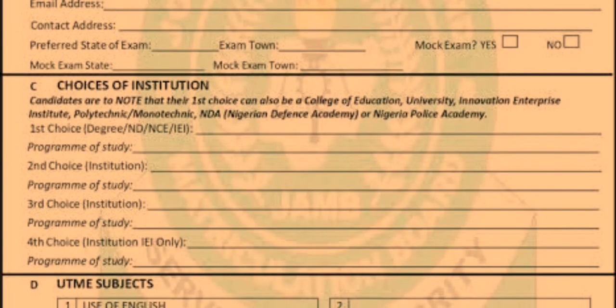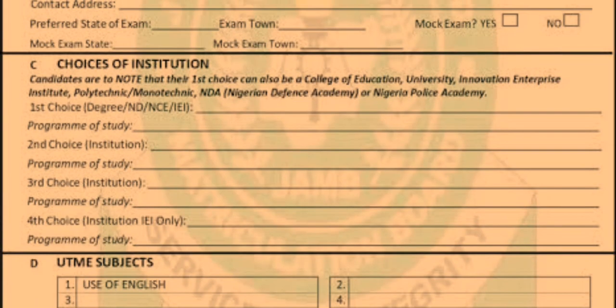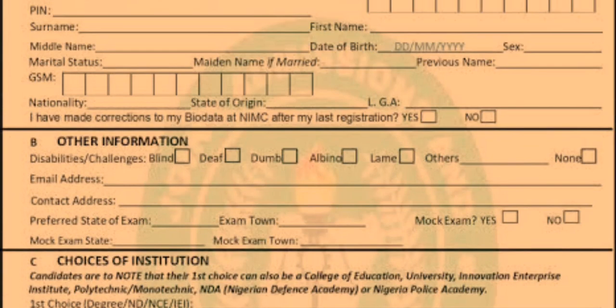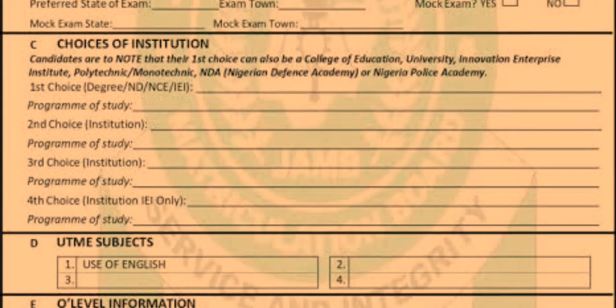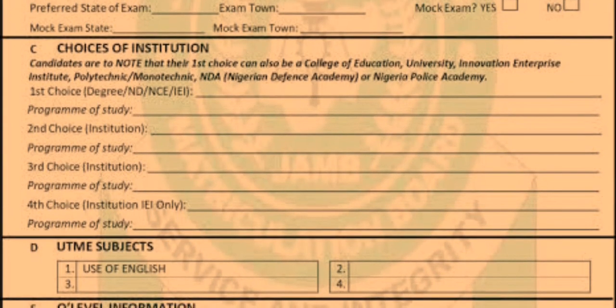The state you want to stay, not the main exam, or you know what is mock exam. The state you want to stay and the town, okay? Then the second to the last area of the form is choice of institution. Very important. Where do you want to study? Which school do you want to study?